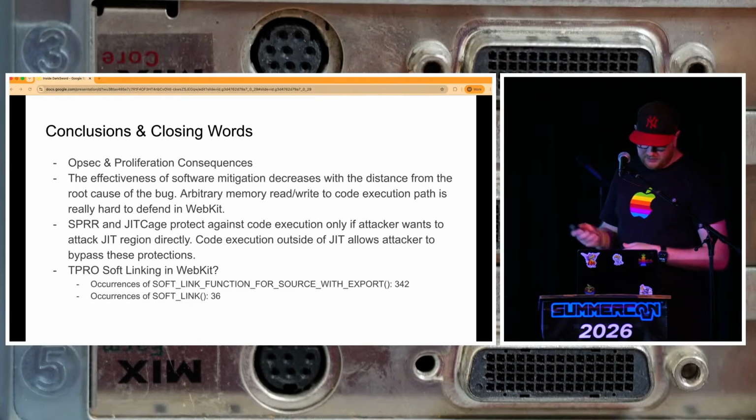Yeah, and for the specific TPRO bypass or the soft linking issues, this is definitely a good target where Apple could easily include some part of these sections into the TPRO stage, because the soft linking part is very, very easy for an attacker to overwrite.